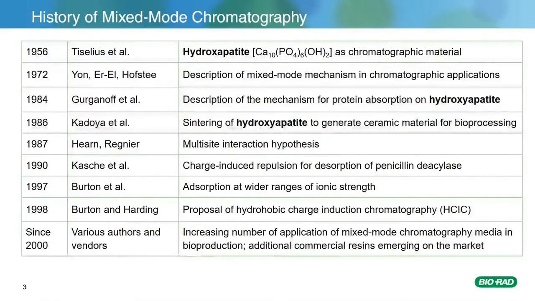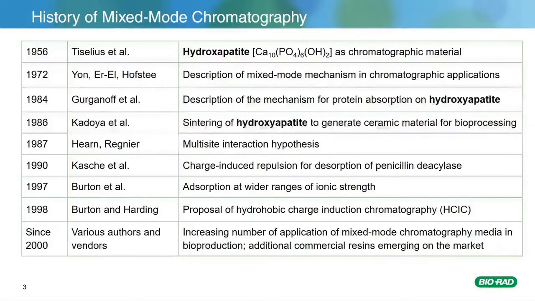There has been a long history of research and discovery of mixed-mode chromatography materials. Here I list the major milestones. In 1956, Tiselius and his co-workers prepared a column using the calcium-containing mineral hydroxyapatite, which they found spectacular for protein separation. As time passed, we got to know more about the interactions between hydroxyapatite and the biomolecules.